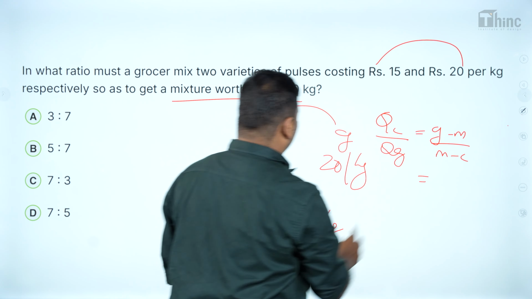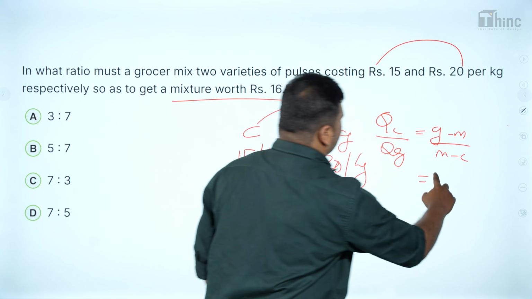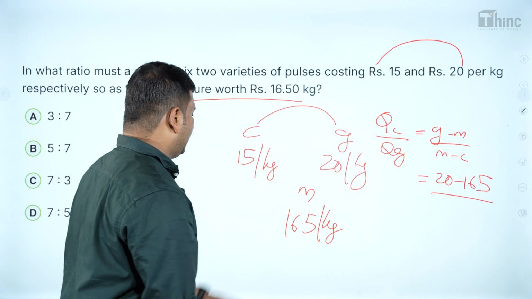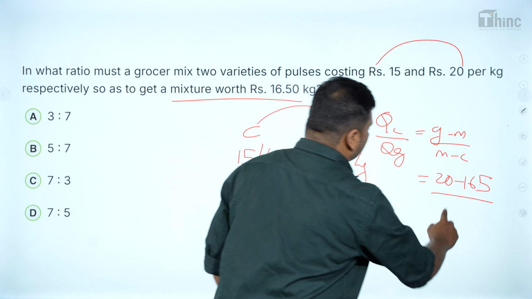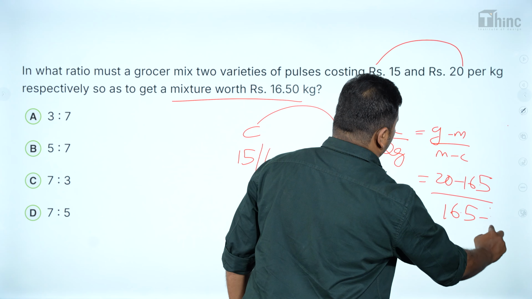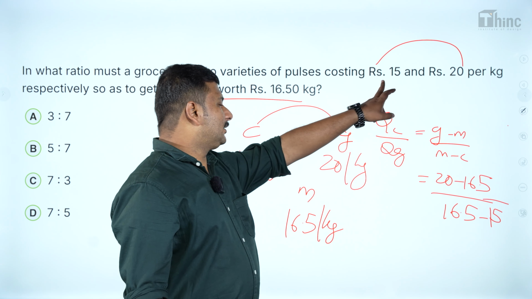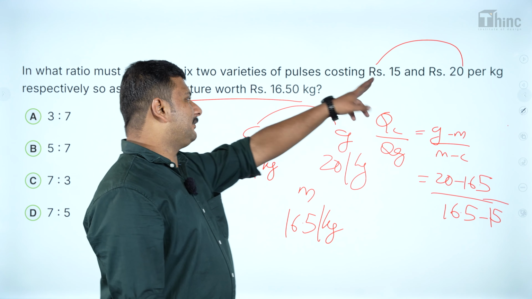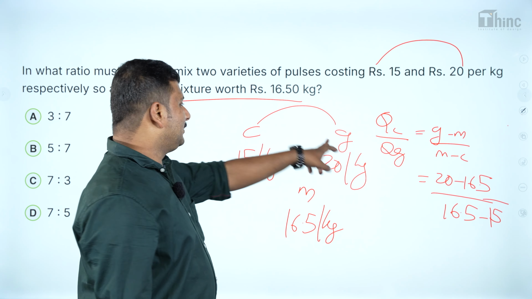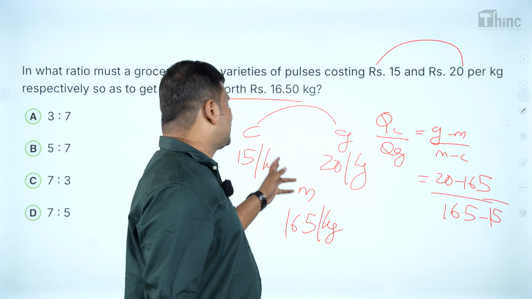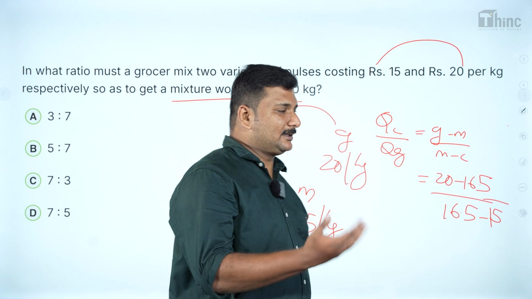We know that is G minus M. What is G minus M? It's 20 minus 16.5. And what is M minus C? It's 16.5 minus 15. Is it clear? So we need to find the ratio in which the rupees 15 per kg pulse is mixed with 20 per kg pulse. So QC by QG ratio is what we need. We know that is G minus M by M minus C, where G, M and C are the prices of good quality, mean price and the cheap quality.